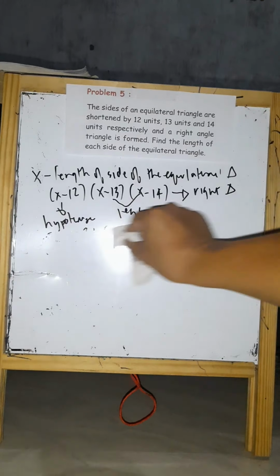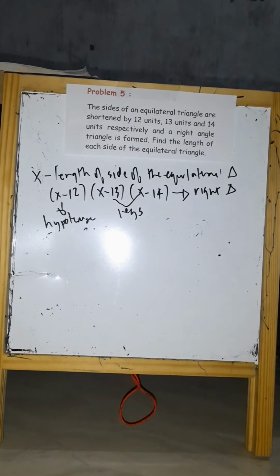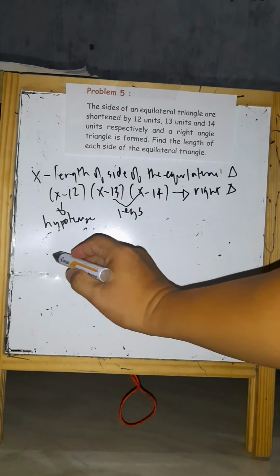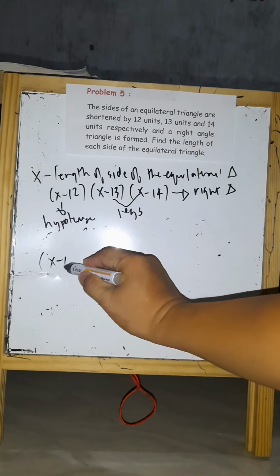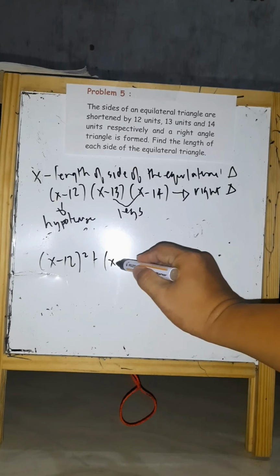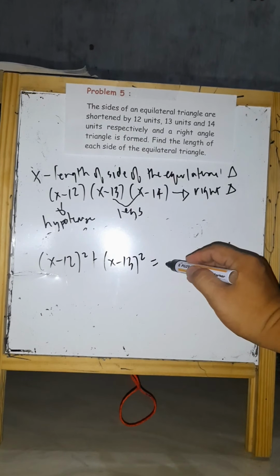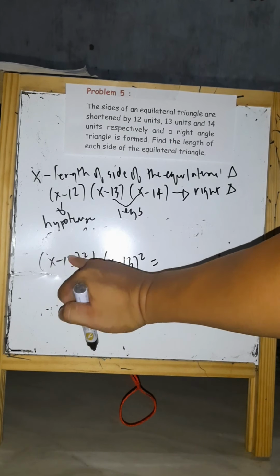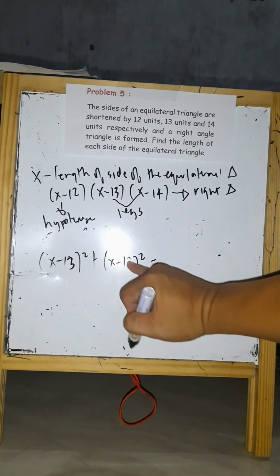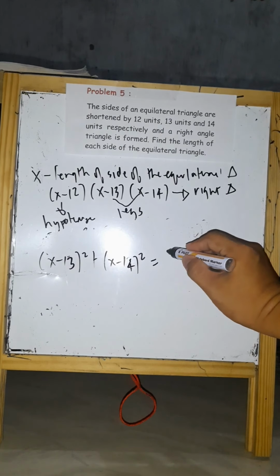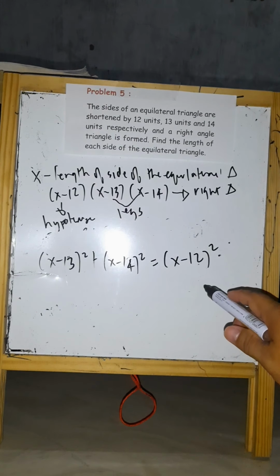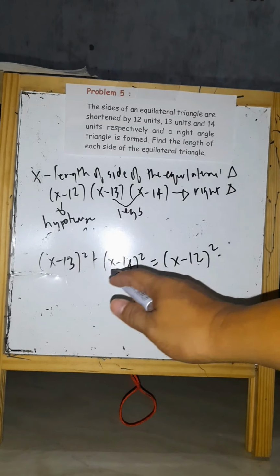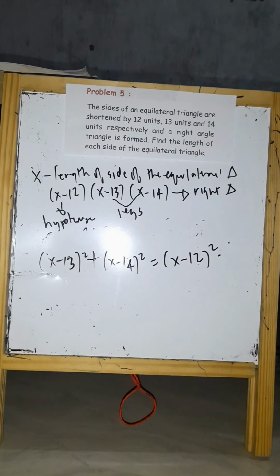Here, x minus 13 quantity squared plus x minus 14 quantity squared. And here, x minus 12 quantity squared. The square of the hypotenuse is equal to the sum of the squares of the legs.